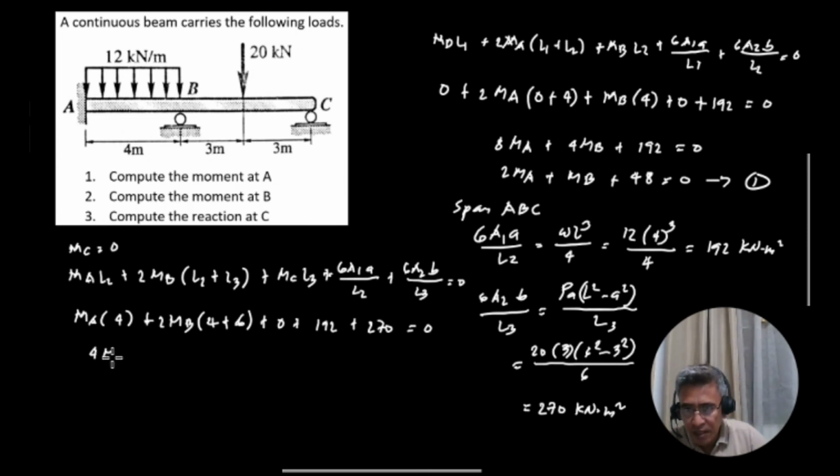And this is 4 MA plus 2 times 10, that's 20 MB, plus 192 plus 270, that's 462. And 462 is equal to 0. And this is equation 2. Equation 1 is 2MA plus MB plus 48 is equal to 0. And equation 2, that's 4MA plus 20MB plus 462, and equate that to 0.